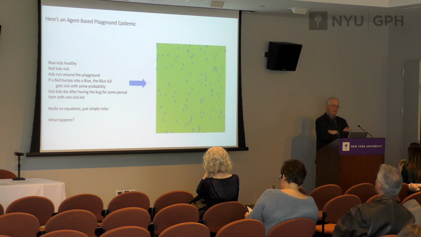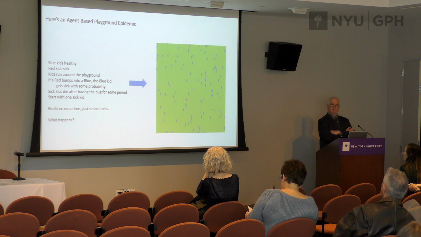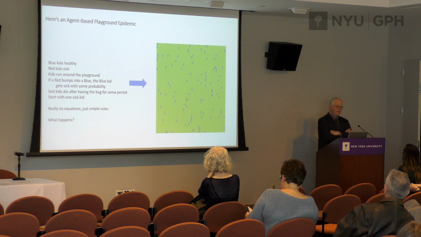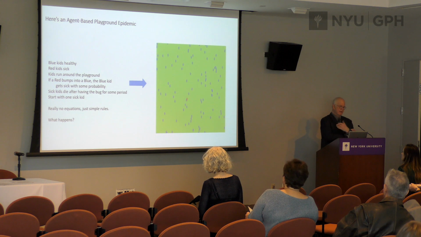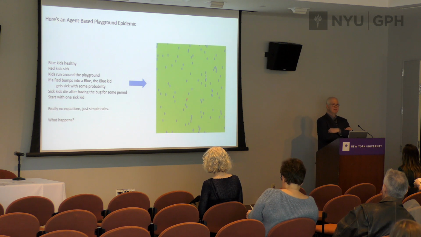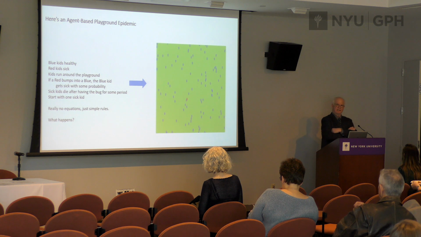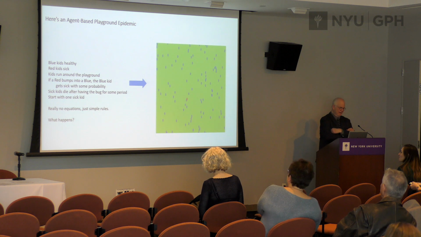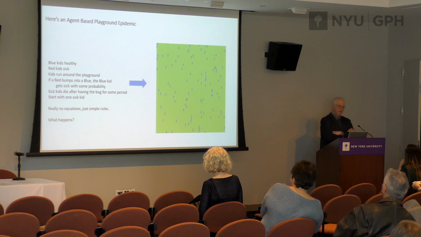So here's an agent-based model of an epidemic on a playground. Blue kids are healthy, red kids are sick. Kids are just going to run around the playground. If a red bumps into a blue, he sneezes on them, and the blue gets sick with some probability. And then having had the bug for a while, all sick kids die. Morbid, but that's the way I like it. So that's how it's going to be. Okay? And we start with one kid.